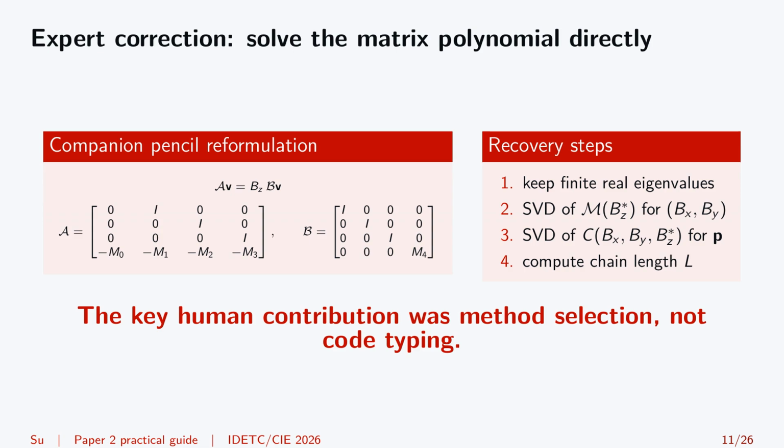The expert correction was to solve the matrix polynomial directly through a companion pencil. We keep finite real eigenvalues, use singular value decompositions to recover geometric parameters, and then verify the recovered chain length. The key human contribution was choosing the stable formulation, not typing code.